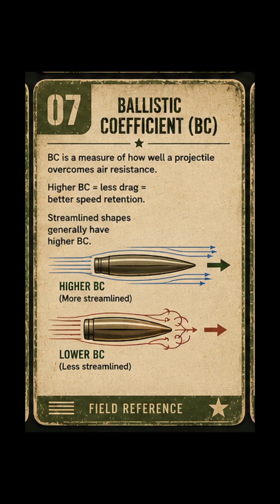Ballistic coefficient. BC is a measure of how well a projectile overcomes air resistance. Higher BC equals less drag, better speed retention. Streamlined shapes generally have higher BC. There's a higher BC, more streamlined, and a lower BC, less streamlined.